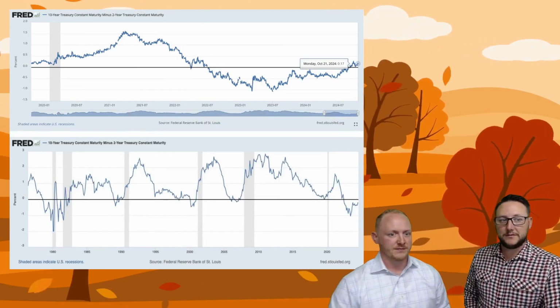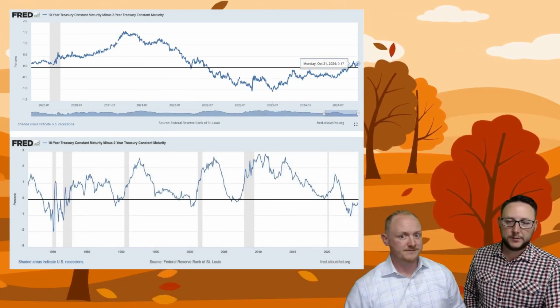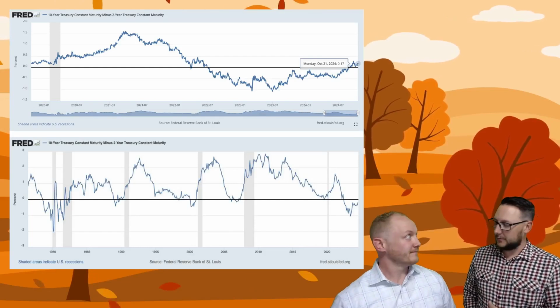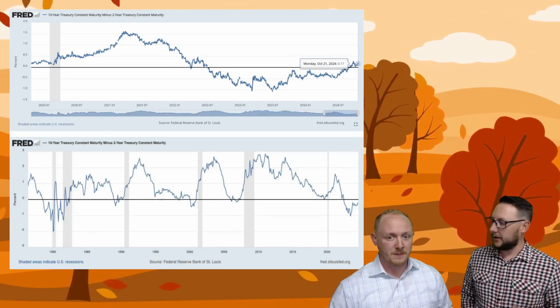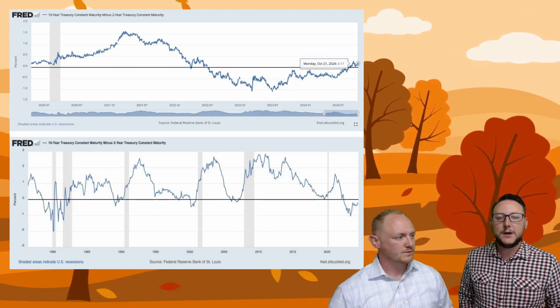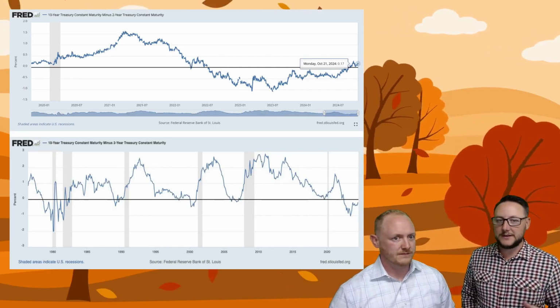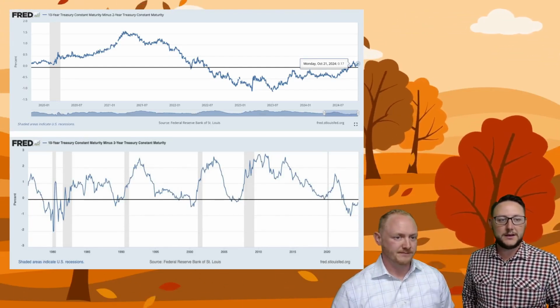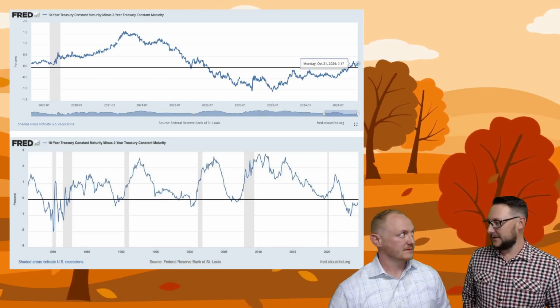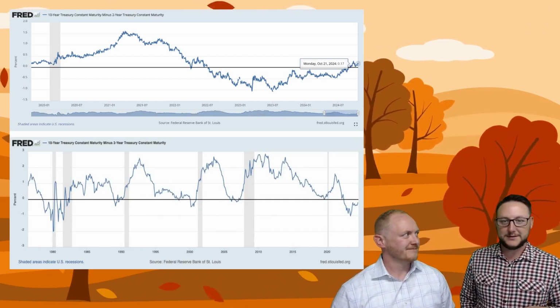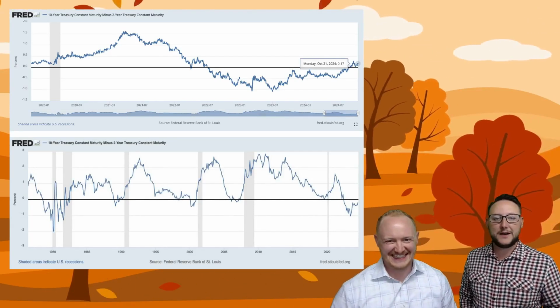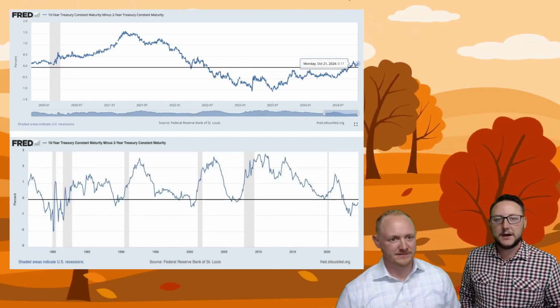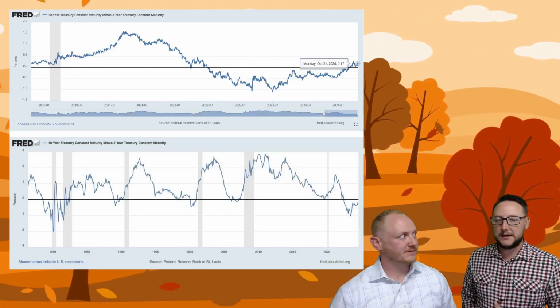Okay, so this is the 10-year versus the 2-year. This is really important because the 10-year drives mortgage interest rates, and the 2-year is more like car loans or HELOCs. But when the yield curve gets inverted, which means the 10-year is actually cheaper than the 2-year, which we've had for basically the last 2 years, that is a really big indicator of recession.